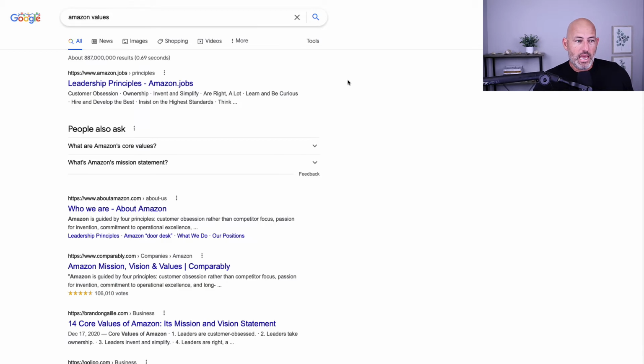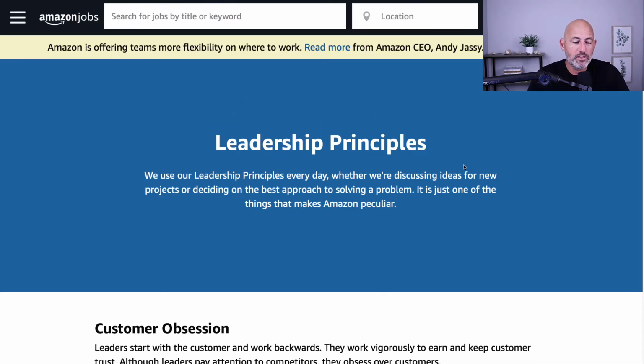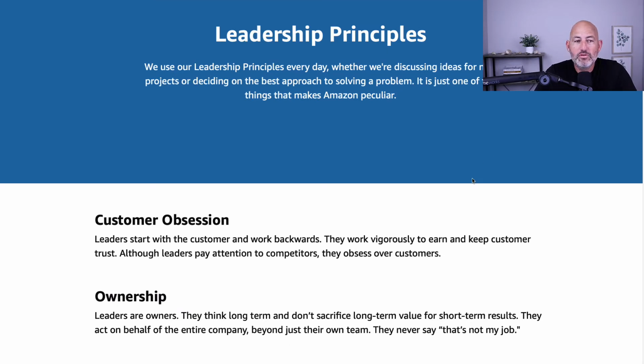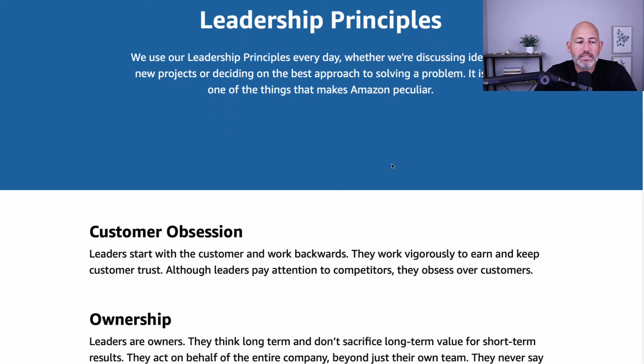Amazon values. And if we look at this, they have this thing called the leadership principles. And I think they are pretty interesting in terms of leadership principles. And I think they do separate themselves from other companies because of some of these principles.